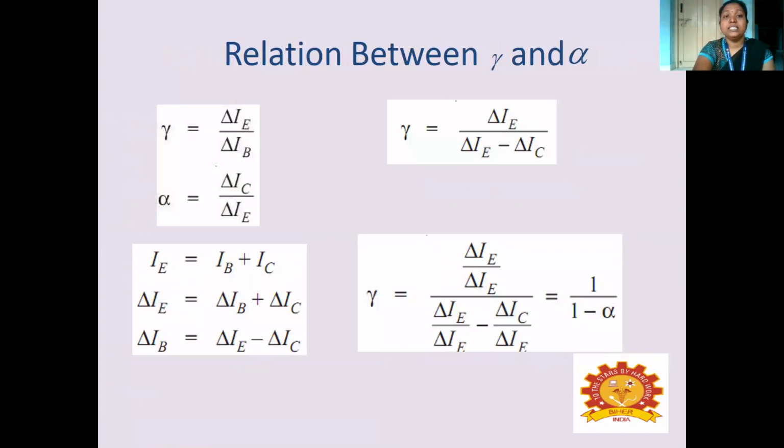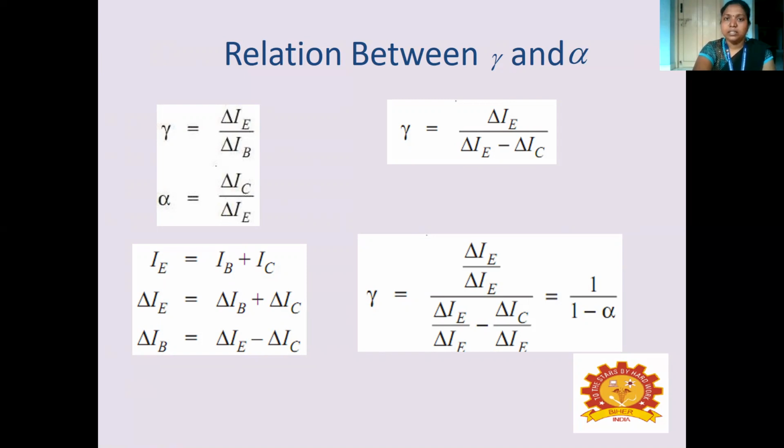Now, here we define the relationship between gamma and alpha. Already we defined the relationship between alpha and beta. Now we define gamma and alpha, that is for the common base and the common collector. Gamma we know is del IE by del IB. Alpha we know is del IC by del IE. We know that del IE is equal to del IB plus del IC, so del IB is equal to del IE minus del IC.